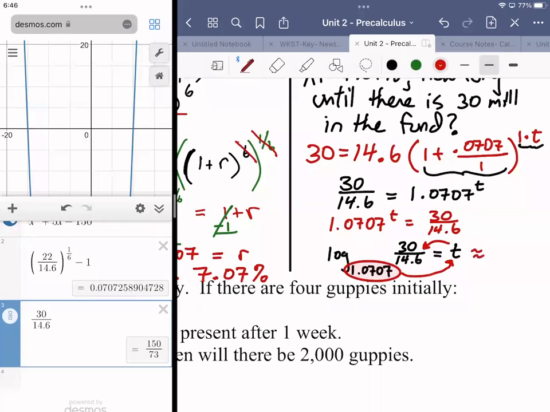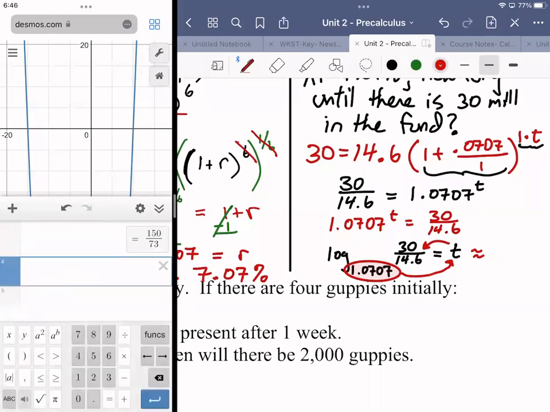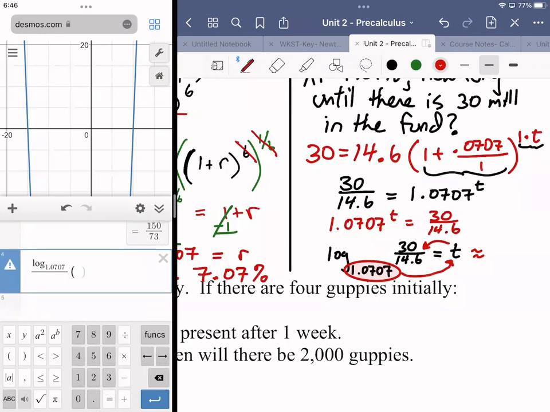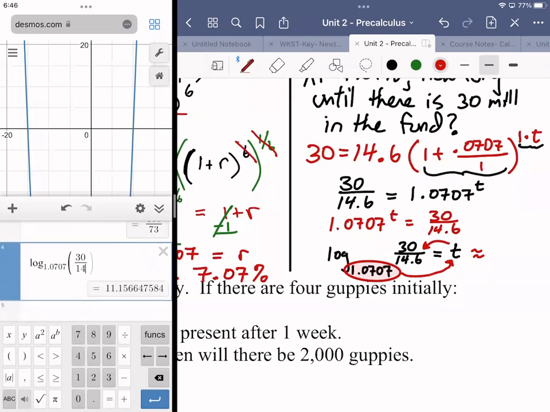And so now it's just a matter of popping this into a calculator. So function, log with a little subscript, 1.0707. Oops. Fraction, 30 over 14.6. So we're talking about roughly 10.5. So this would be 10.5 years. All right.